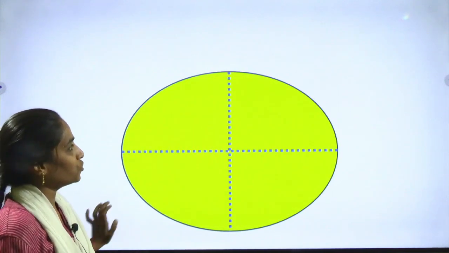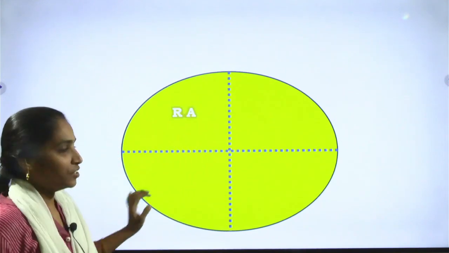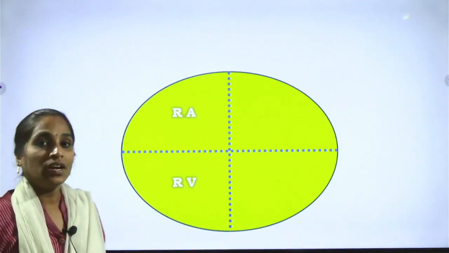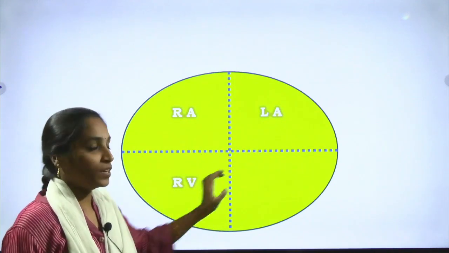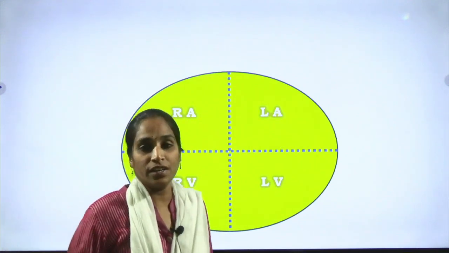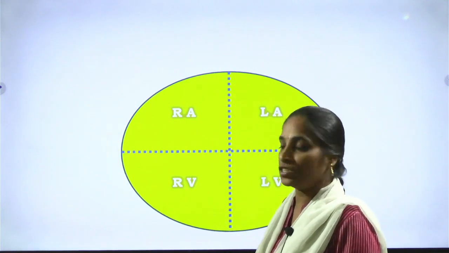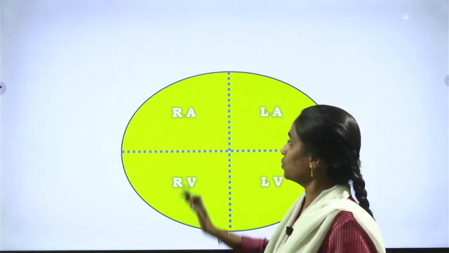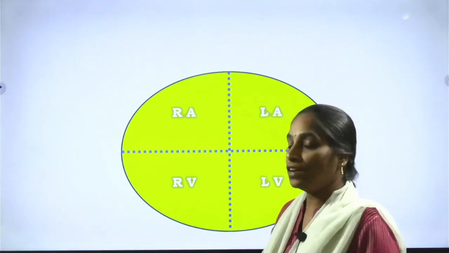So what is the first chamber? The first chamber is on the right hand side, the right atrium in the anterior region, and in the posterior, the basal region, we can observe the right ventricle. And next one is the anterior left auricle and posterior left ventricle. So the human heart contains 4 chambers: right and left auricles in the anterior region and right and left ventricles in the posterior region. The right and left auricles are smaller than the right and left ventricles.